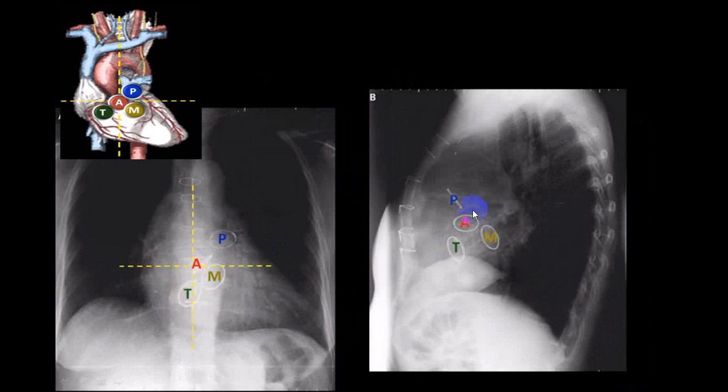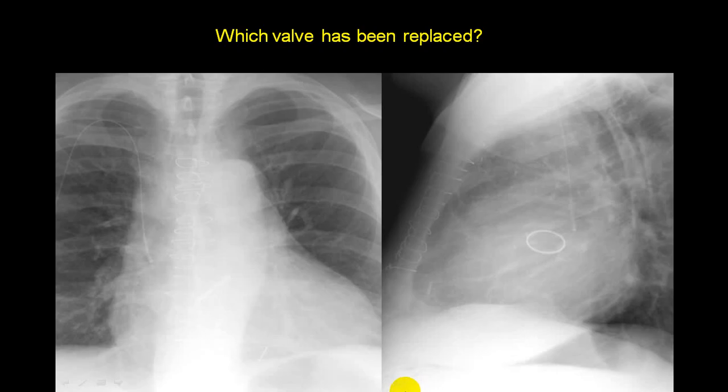Now the same thing if you look here, aortic is in the center, pulmonary valve will be here, mitral valve will be posterior, and tricuspid valve will be a little anterior and lower down. So this will be the position of the different valves.